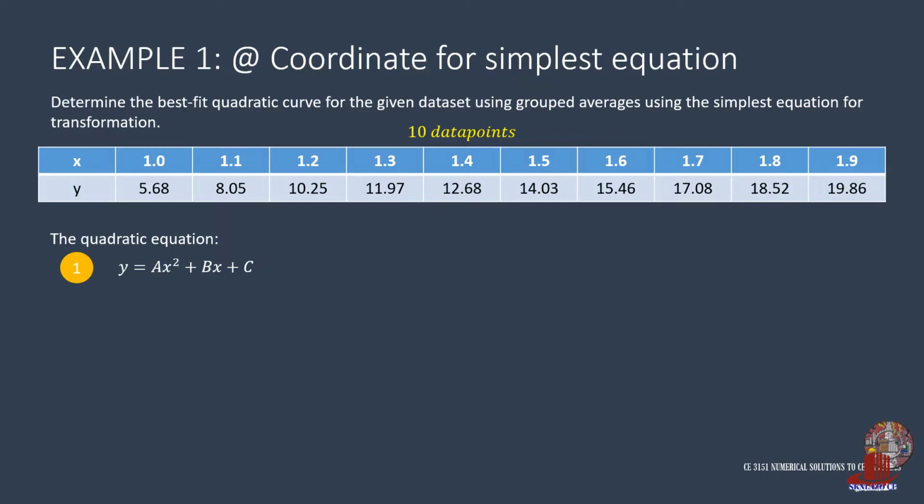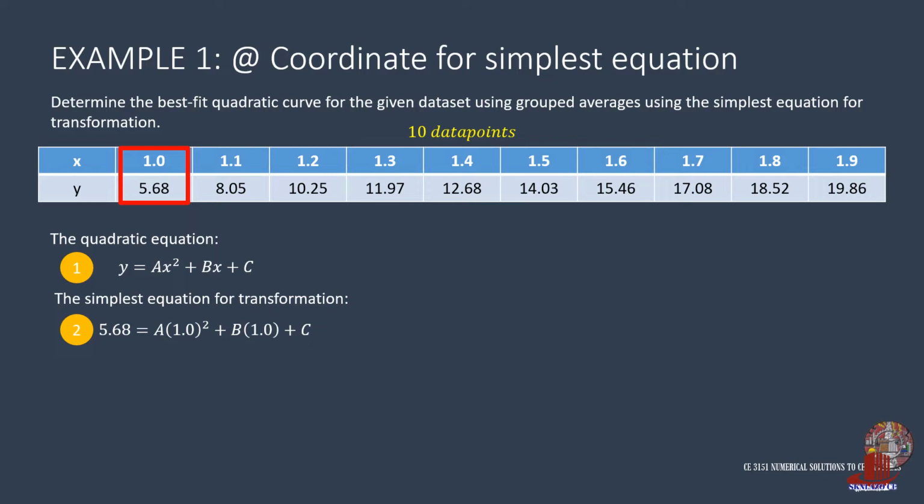With a, b, and c as unknowns, we are to look for at least 3 equations. The second equation is to be generated using the simplest transformation. In the dataset, we take x as 1 and y as 5.68. Plug these into the quadratic equation and get 5.68 equals a times 1 squared plus b times 1 plus c. Now let's start eliminating the unknown variable c by using the method of elimination.